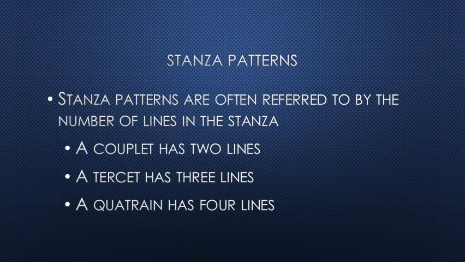So if you talk about stanza patterns, for instance, we say a Shakespearean sonnet has 3 quatrains, so 3 groups of 4 followed by a couplet, 1 group of 2. So you'll have 3 groups of 4 followed by the 2. 3 quatrains followed by a couplet, and that's how you would refer to a Shakespearean sonnet.